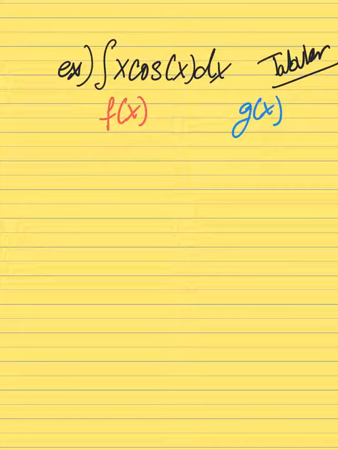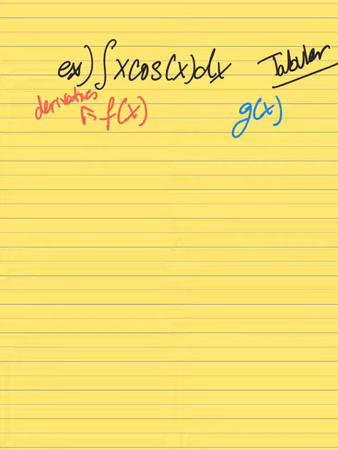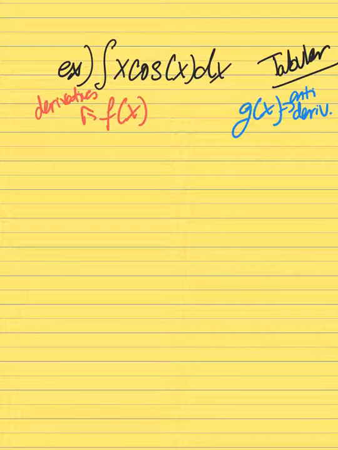Your f of x is you taking derivatives. And you want to take this derivative until it hits 0. G of x is you taking antiderivatives. Got it? So, if I look at these two things, I have x and cosine of x. Which of these two things can I take the derivative of until it gets to 0? Well, hopefully you guys all said x. Because what's the derivative of x? It's 1. What's the derivative of 1? It's 0. Boom. You're done.